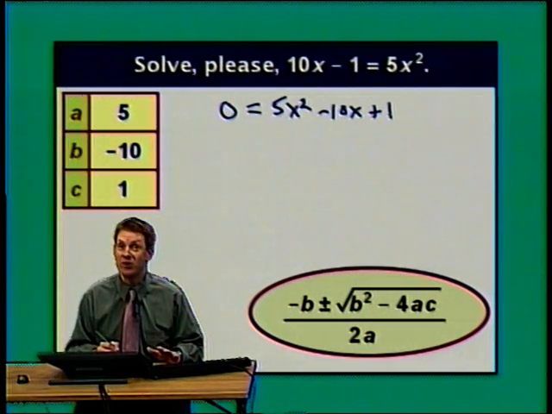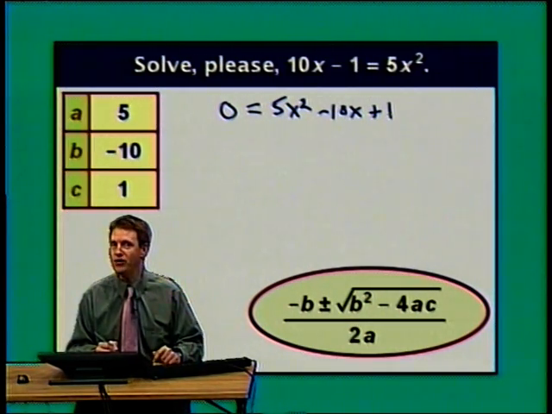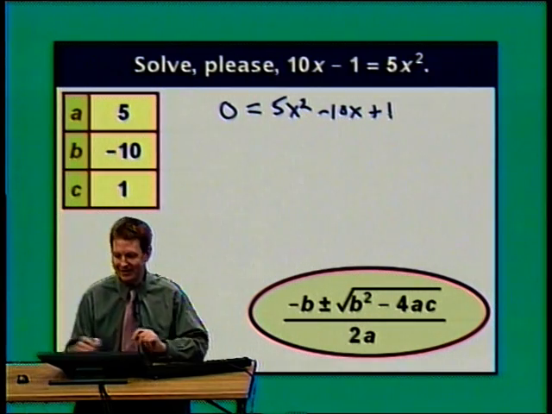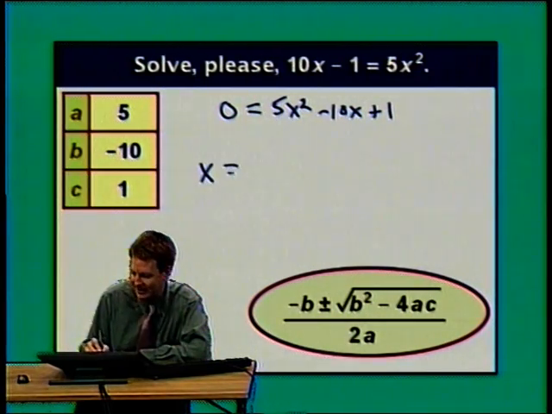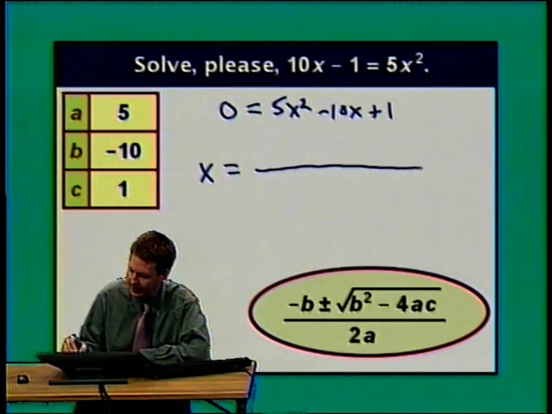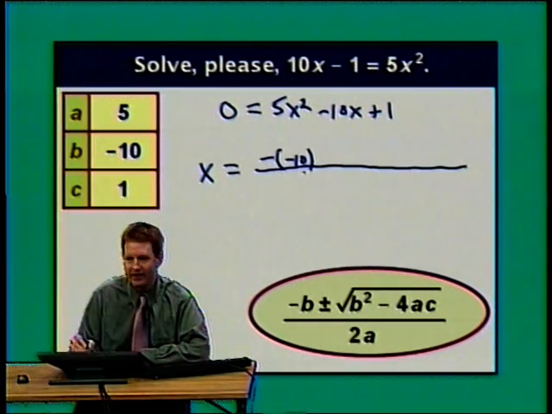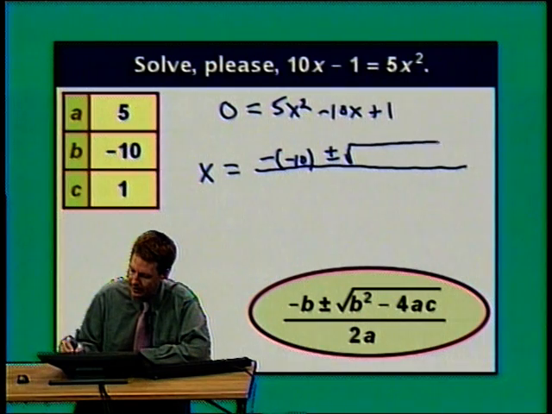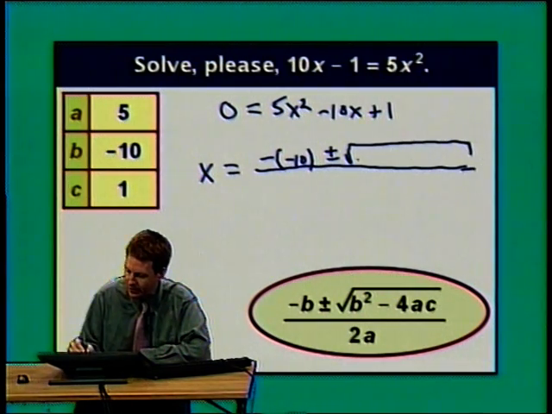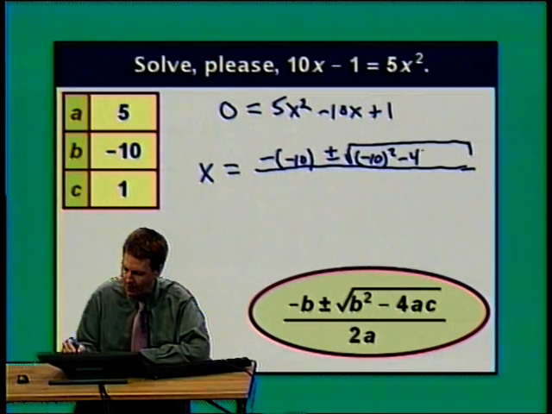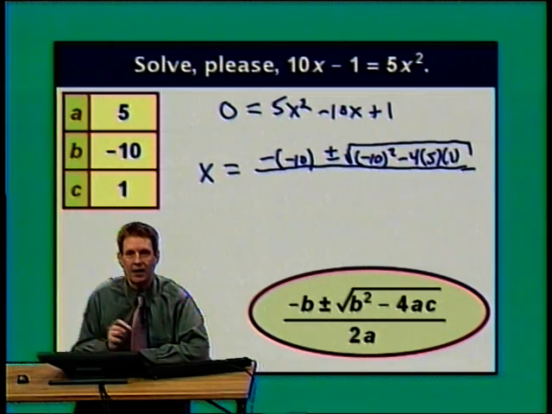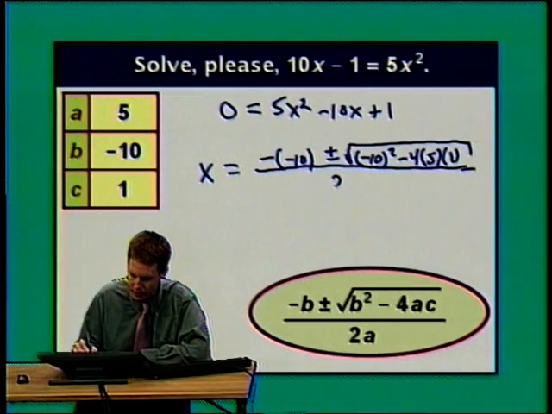I am closely looking at the equation, and I do see that my variable is x, so I can go ahead and say x equals, let's see, it's the opposite of b, so that's the opposite of negative 10, plus or minus the square root of b squared, so that's negative 10 squared, minus 4 times 5 times 1, all over 2 times a.